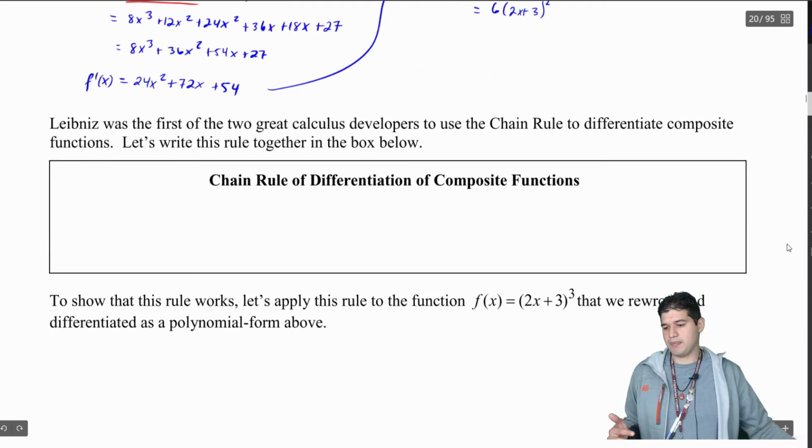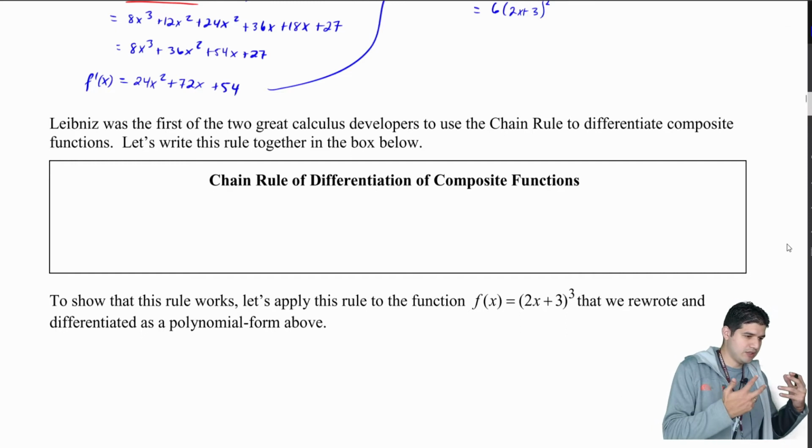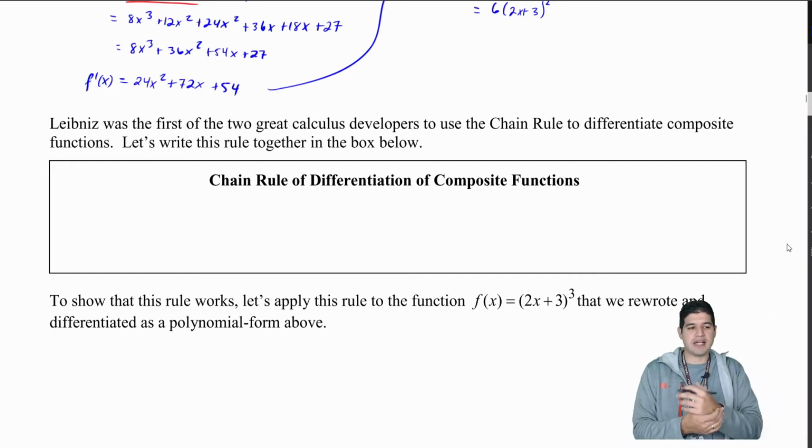So as I said, there's a lot of talk about Leibniz and Sir Isaac Newton and what they did for calculus. But Leibniz was most likely the first one to actually use the chain rule. And here is the chain rule.